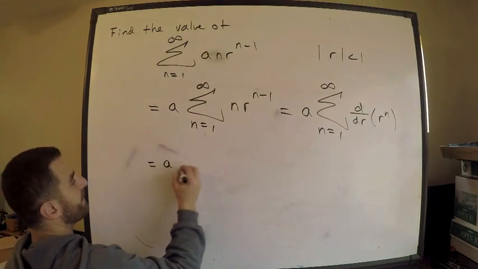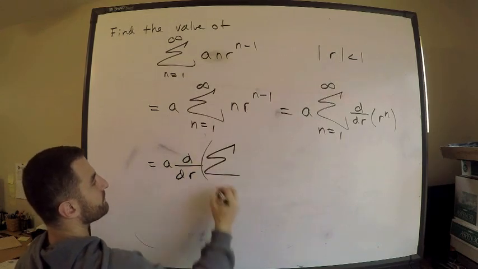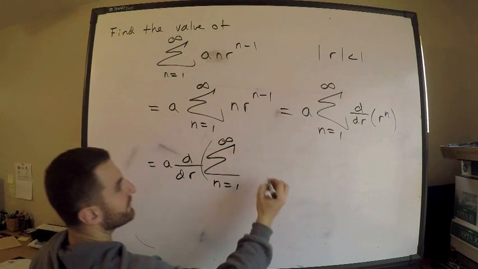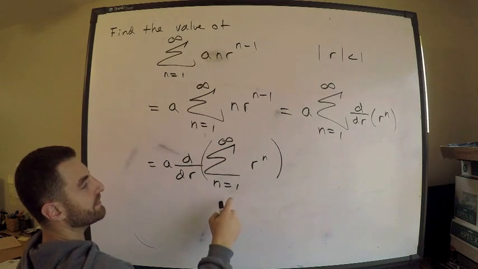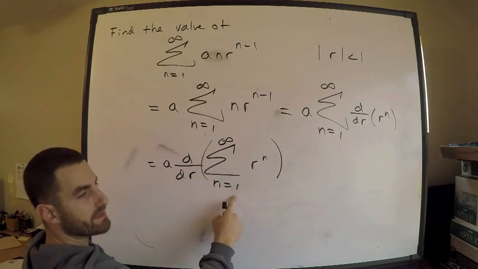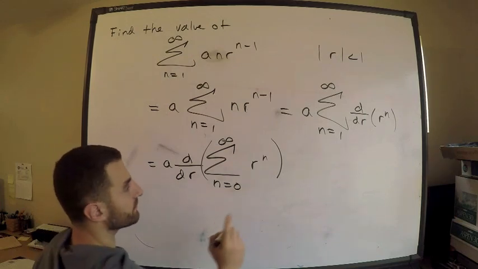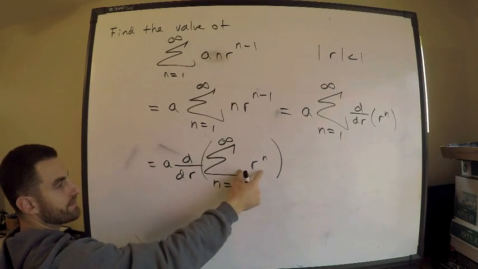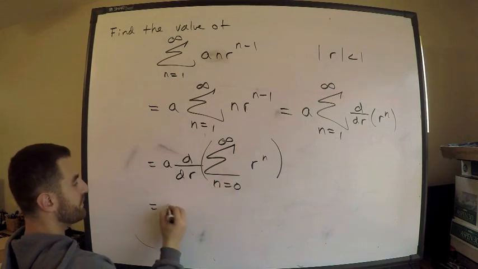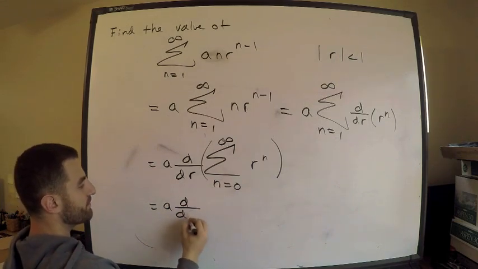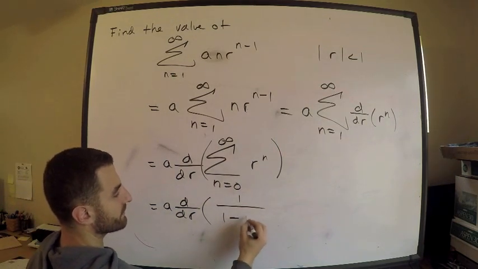This is equal to a times the derivative with respect to r times the sum n equals 1 to infinity of r to the n. And actually, when I look at the derivative here, this needs to start at 0. That's true. It is true. Okay, so what do I get now? What is this value? We just found this value. This is a converging geometric sum. So this is equal to a times the derivative with respect to r of, this converges to the first term, which is 1, over 1 minus the common ratio.